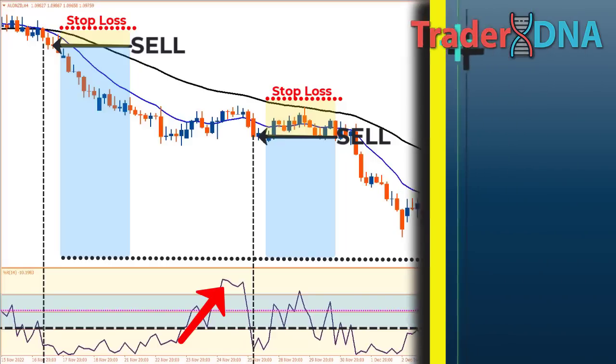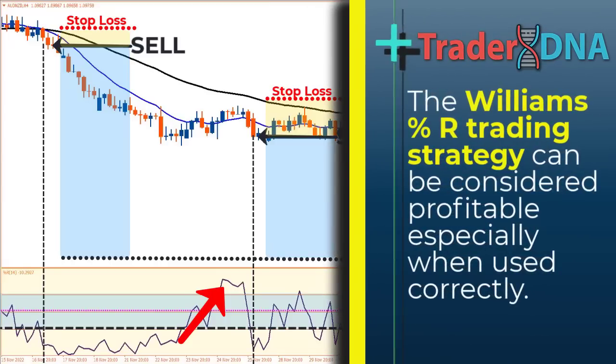The Williams percent R trading strategy can be considered profitable, especially when used correctly. As it does not indicate the market direction, it provides better results when combined with another indicator, such as the moving average, Heikin Ashi, Ichimoku Kumo, and trendlines.